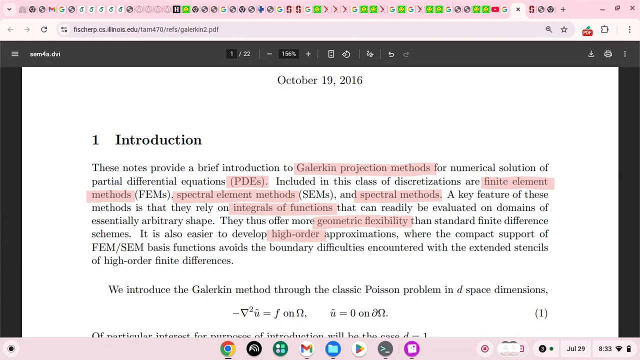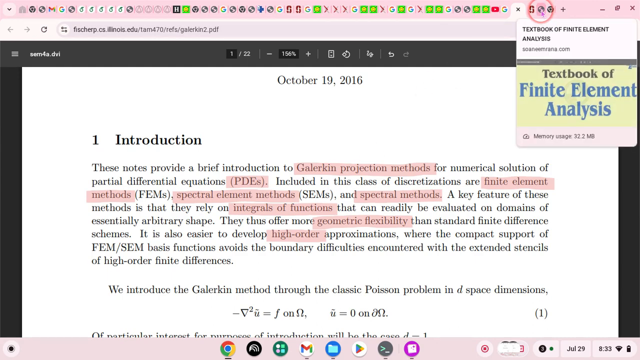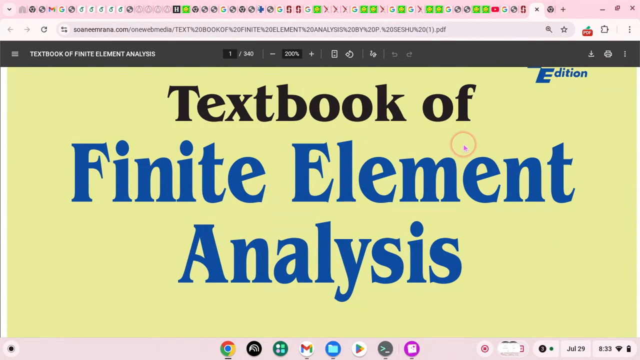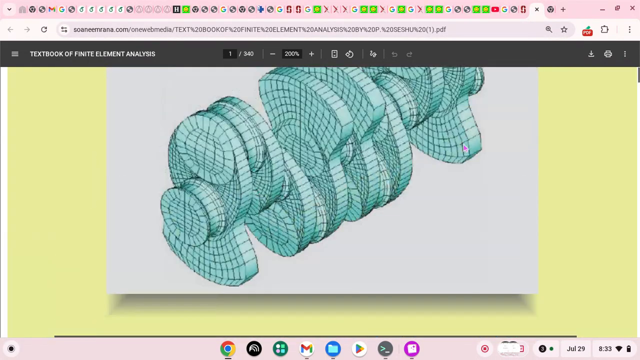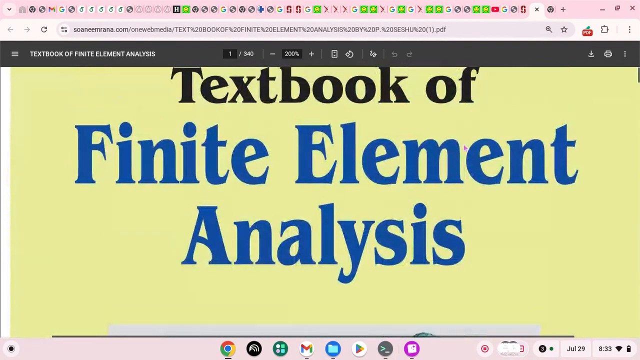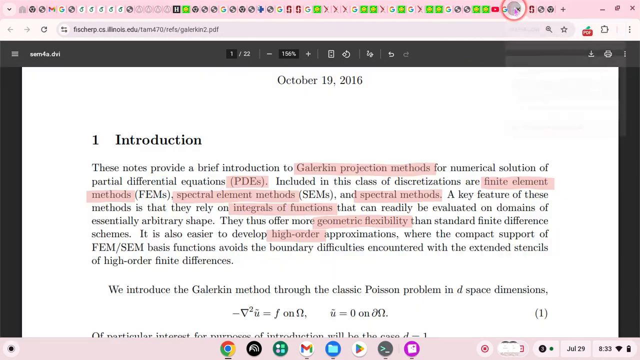But in this video, I will not go very deep into the fundamentals of finite element methods. That will be given in a later set of videos based on this beautifully written book called Finite Element Method Analysis by P. Seshu. That I'll come to during the end of this video. I'll give you some brief introduction about this book. Now, what does this material say?